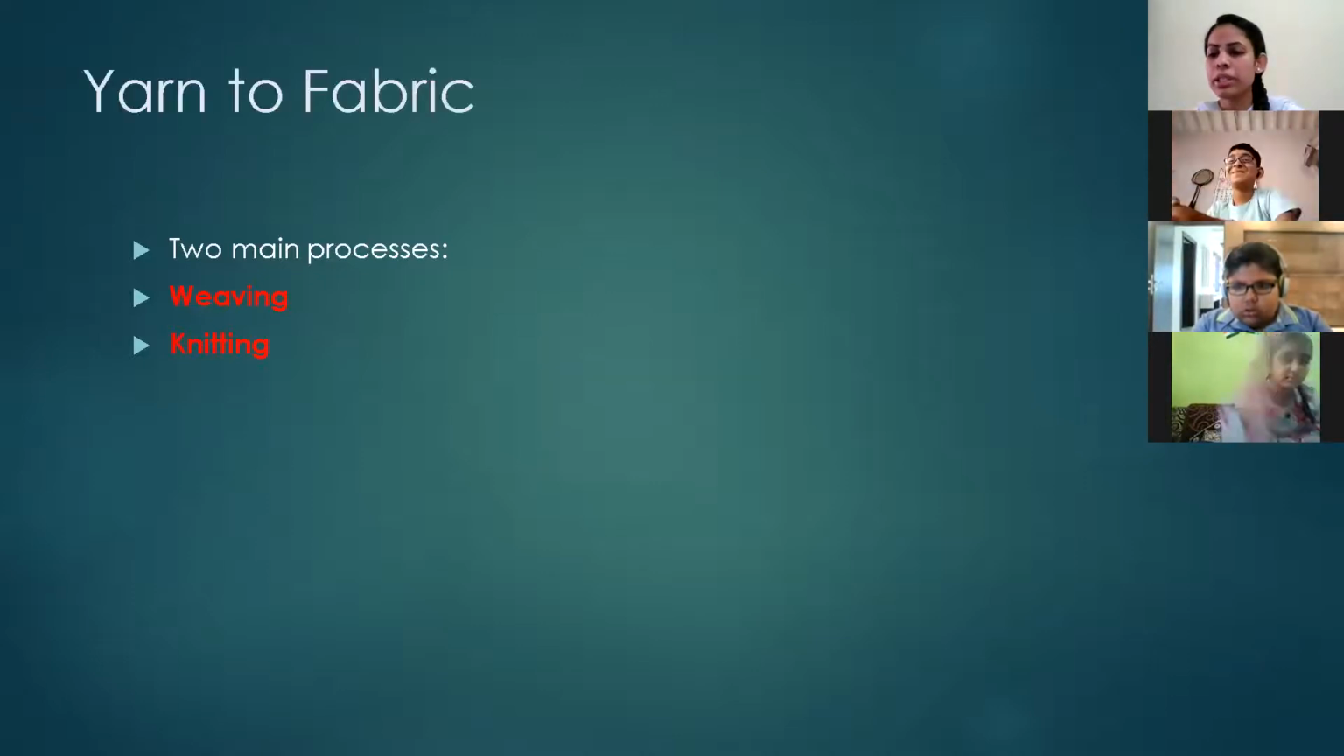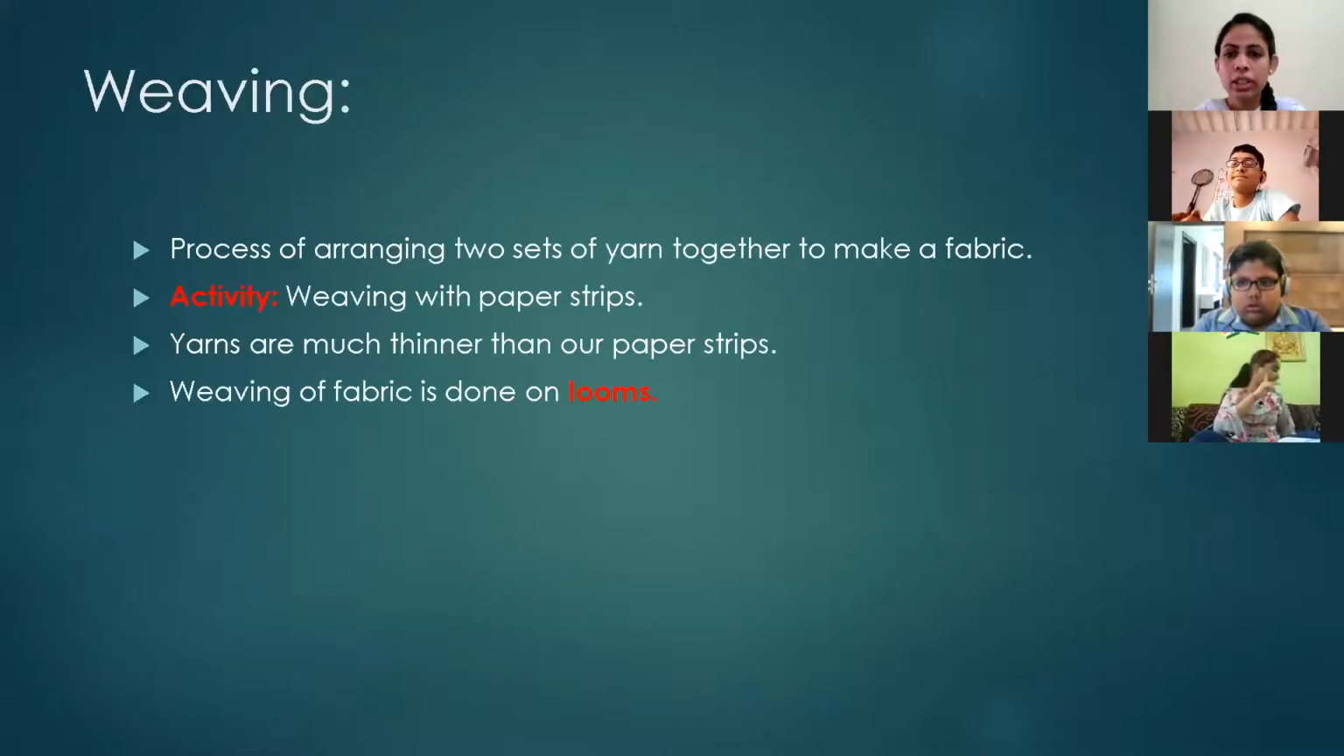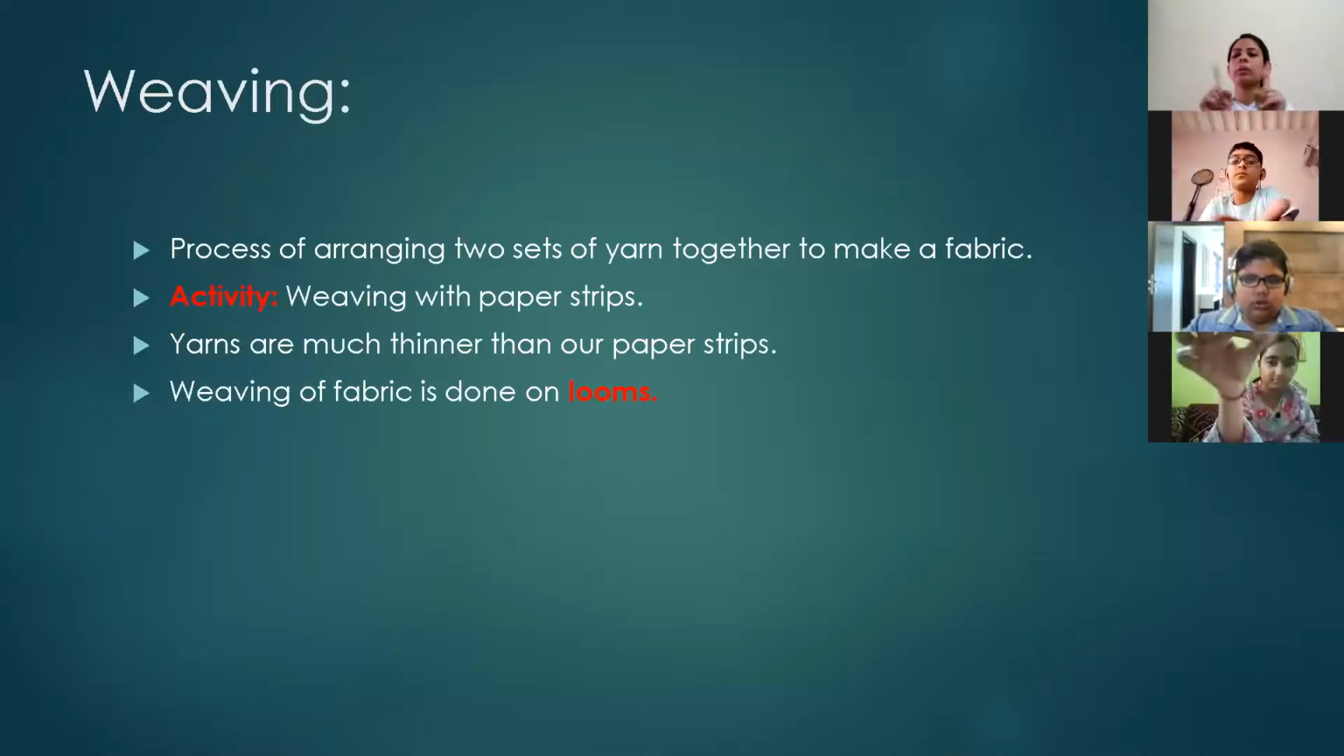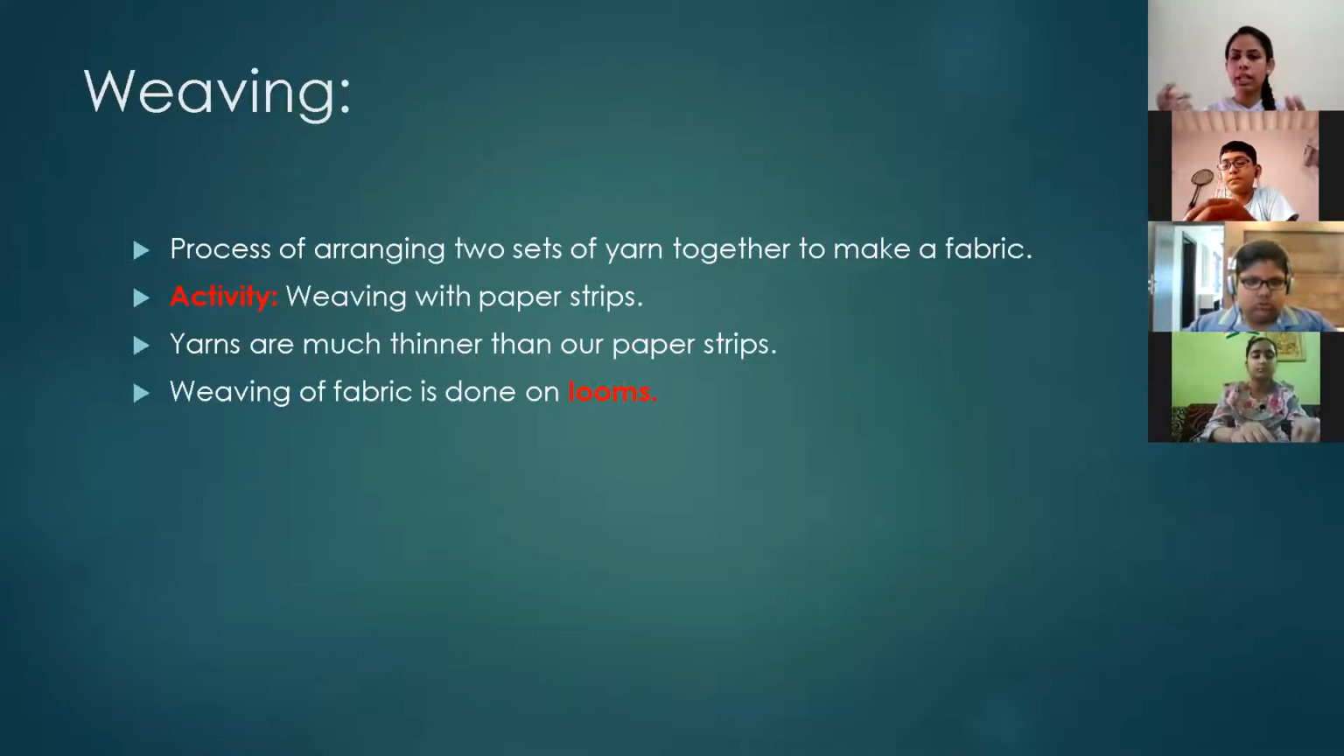So it is a process for converting yarn to fabric. What is weaving? Weaving is the process of arranging two sets of yarn together to make a fabric. What we do is arrange two sets of yarn. We take two yarns and then arrange them to make a fabric.